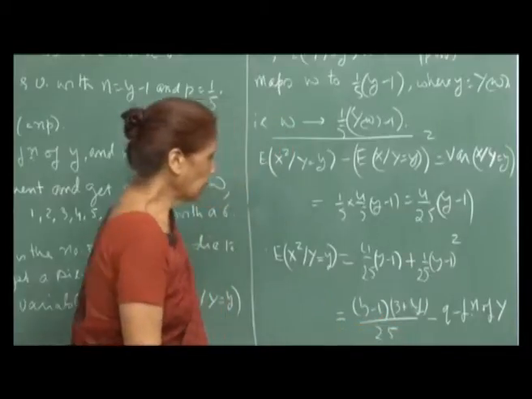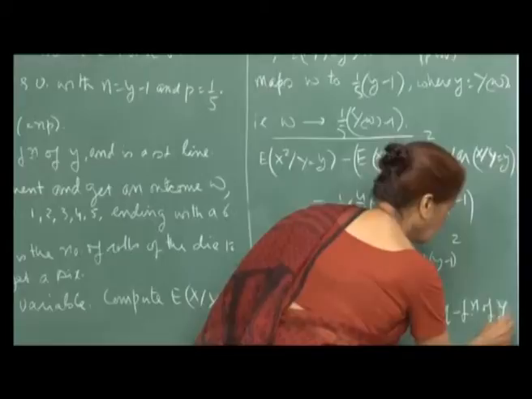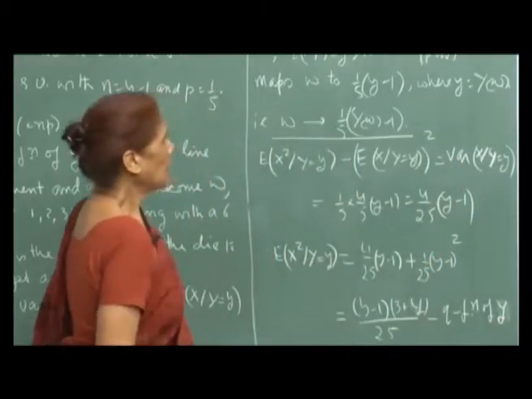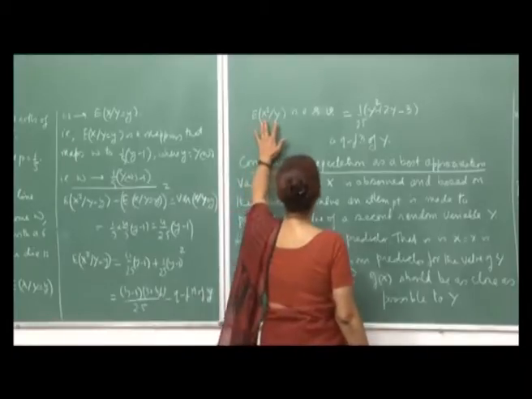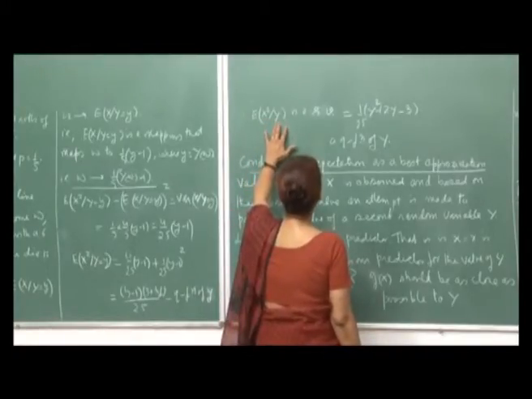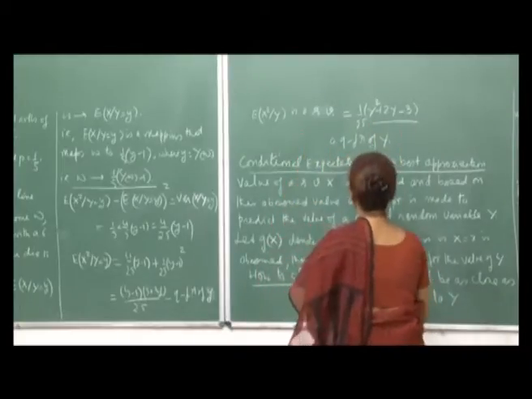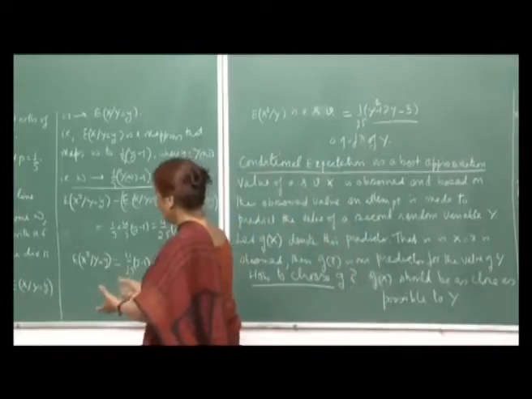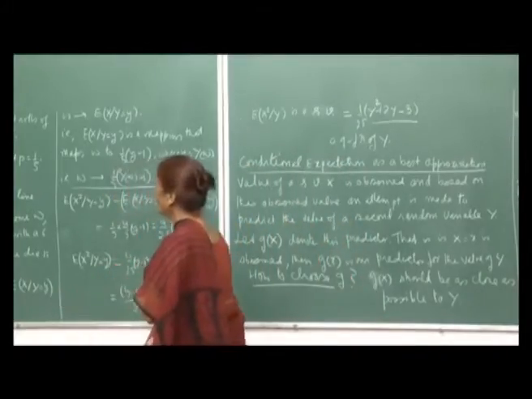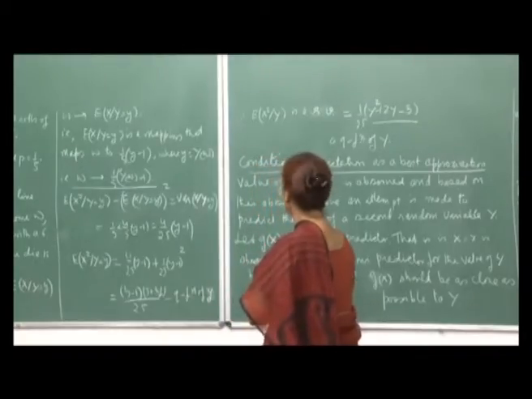So, this is a quadratic function of small y. And so, the random variable represented by expectation of x square given capital Y is a random variable, which is this. So, this becomes a quadratic function of y. So, I hope this gives you a little insight into what we mean by this.